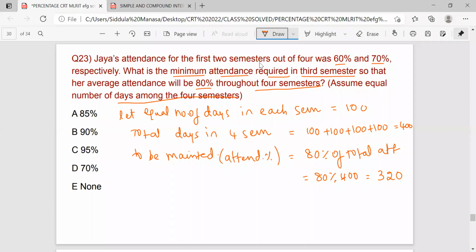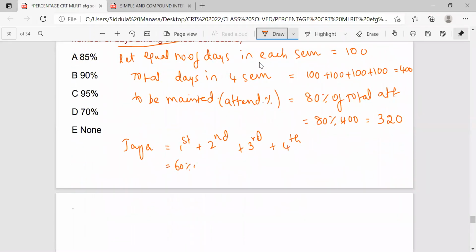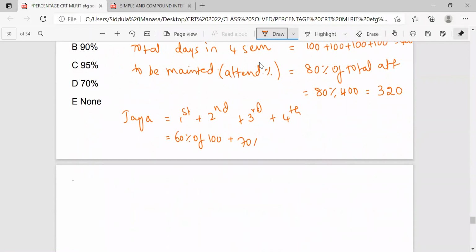So Jaya's attendance in the first semester plus second semester plus third semester plus fourth semester. So first semester how much? 60 percentage, right? So 60 percentage of 100. In the second semester 70 percentage, I think. Yes, 70 percentage of 100. In the third semester, how many days present? We don't know. We need to figure out that is X, but the minimum number of days to be present.